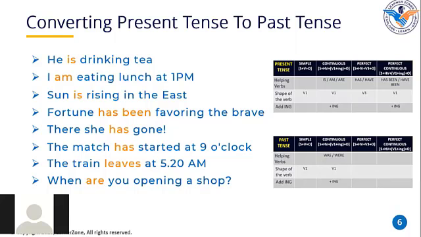Now I want you to convert this sentence into simple past tense. Renuka, do we need to use any helping verb here to convert this into simple past tense? No, sir. So what do you need to do? You need to remove the helping verb from there and replace the first shape of the verb with the second shape of the verb. Okay? Go ahead. When you opened a shop. Correct. When you opened a shop, right? Yes.